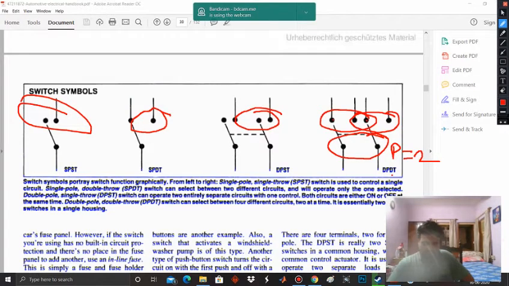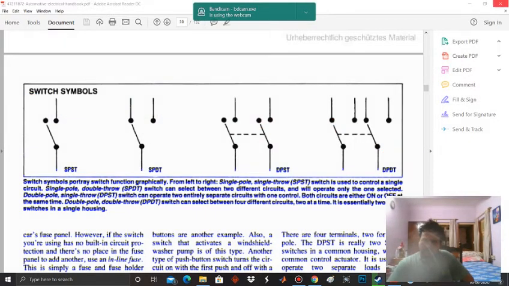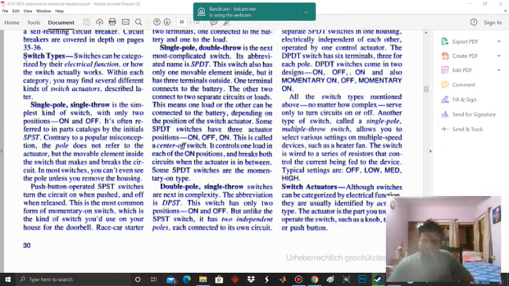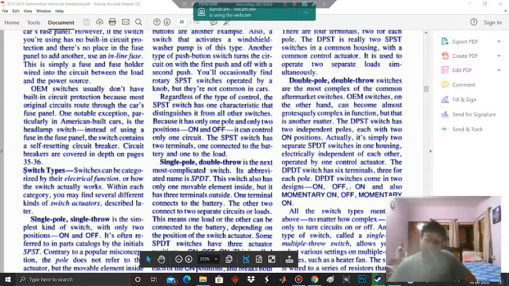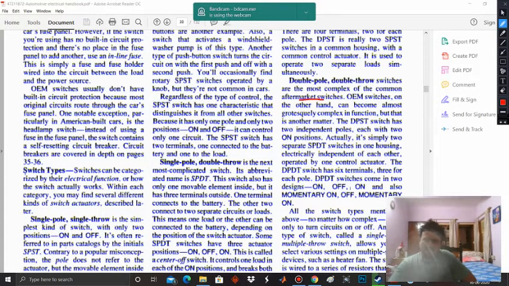Let us study the details of this particular switch first. Double pole double throw switches are the most complex of the common aftermarket switches. It is the most complex among all the aftermarket switches. OEM switches, on the other hand, can become almost complex in function, but that is another matter. The DPDT switch has two independent poles, each with two on positions. Actually, it's simply two separate SPDT switches.